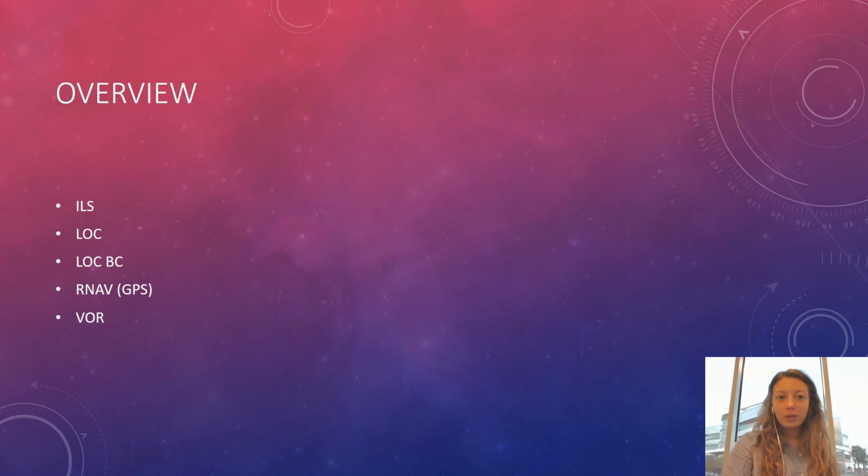So for an overview for our slides, we're going to go through the ILS, localizer, back course, RNAV GPS, and VOR approaches. Each type is a way you can get into the airport in case you have full cloud coverage. Each of them has its own minimums and visibility, but we're going to go through some specifics and what you need to do in order to fly those approaches.